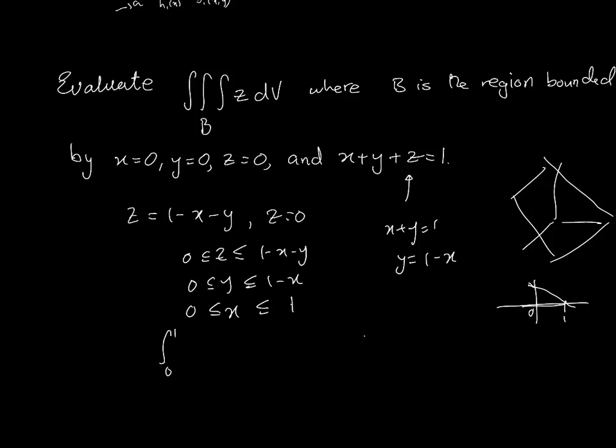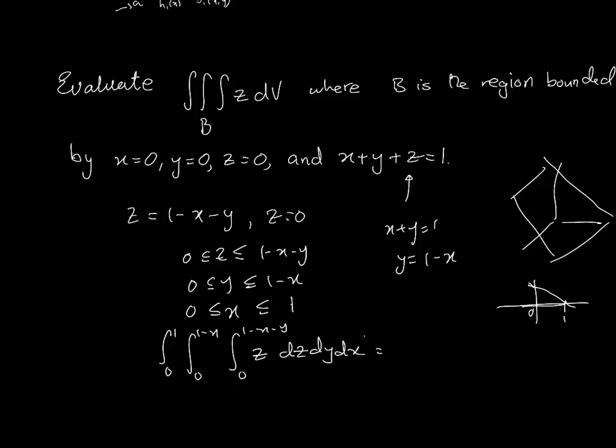So here, 0 to 1. Second integral would be 0 to 1 minus x. And of course, the innermost integral would be 0 to 1 minus x minus y. And the function, of course, is z. So we're doing dz first, dy, and dx. Okay, and these are very simple integrals to calculate.